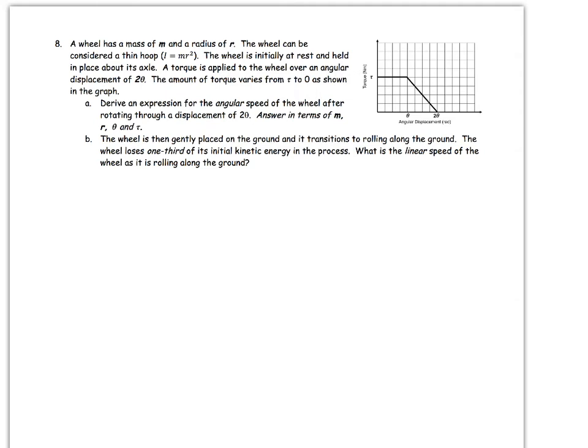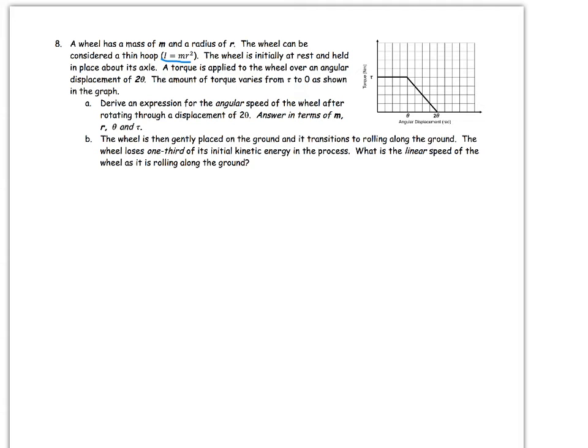For this problem here, we have a wheel with a mass of m and a radius of r. It's a thin hoop, so the moment of inertia is mr squared. It's initially at rest and held in place about its axle. We have a torque applied to it as shown in this graph, and it varies in magnitude from 0 to tau over an angular displacement of 2 theta. The first thing we want to do is derive an expression for the angular speed of the wheel after rotating through a displacement of 2 theta.